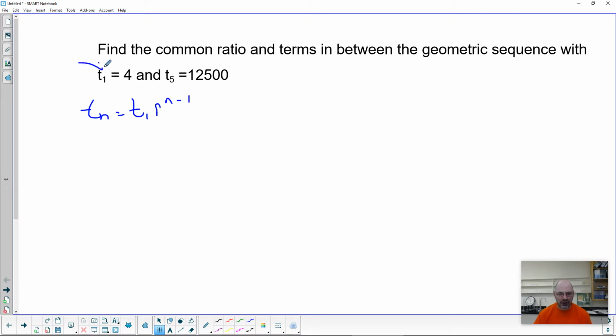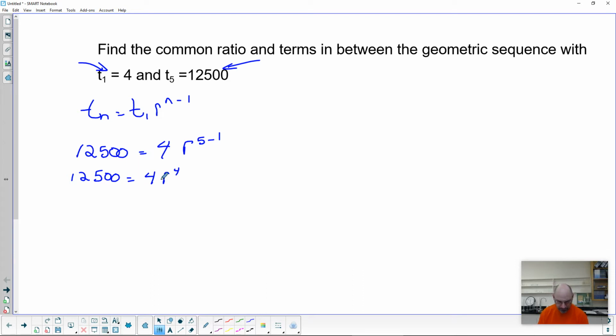Okay, so we know T1, it's right here. We know T5, so that's where we're going to put it. And we know n is going to be 5 because it's the 5th term. So we end up getting 12,500 equals 4 R to the 5 minus 1. If we reduce that 5 minus 1 to 4, what we have to do is get the R to the 4th by itself. So we're going to divide that out on our calculator first.